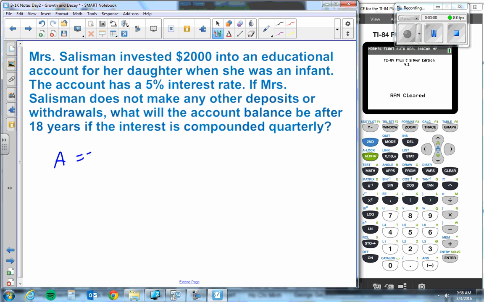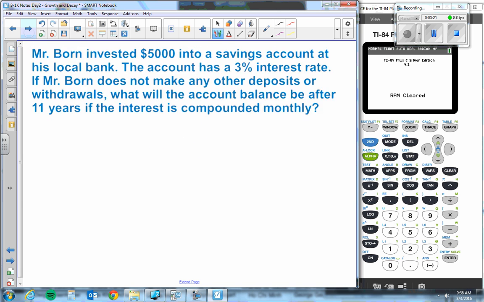So this one, initial amount of 2,000, then 1 plus the rate, 0.05. It's quarterly, so I would write this down. This is always the key word you need to look for. Quarterly means n is 4. And by the way, watch this.